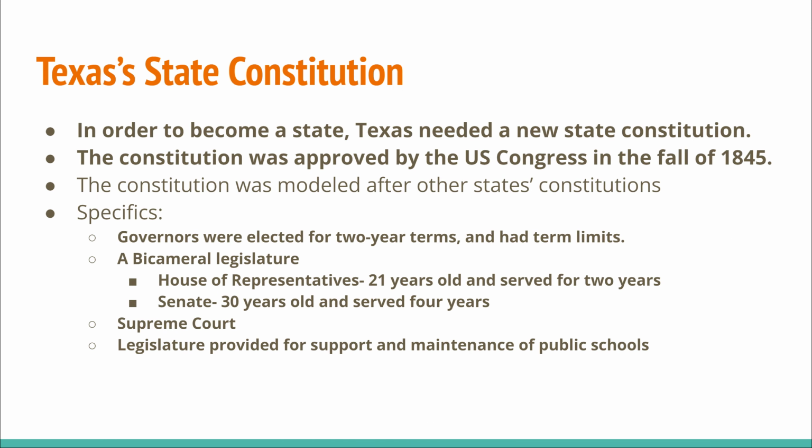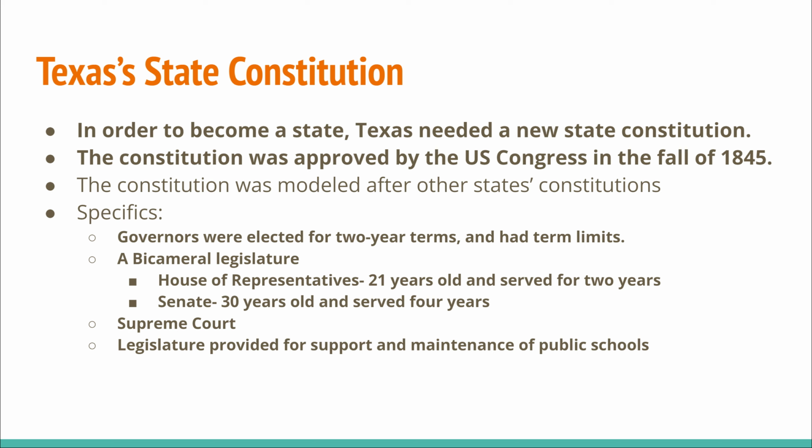So, with Texas becoming a state, that means Texas needs a state constitution. Texas already had a constitution that they wrote for the Republic of Texas, but now that they're a state, they need a state constitution. So the leaders in Texas get together, they write a new constitution, which gets sent to the U.S., and the U.S. approves that constitution in the fall of 1845.